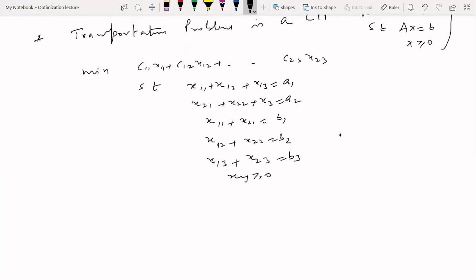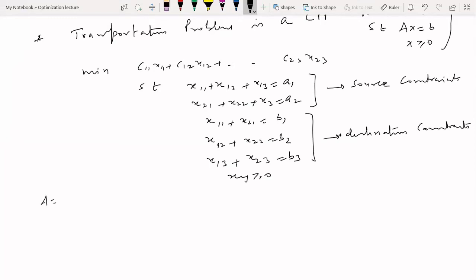Okay, now you look at the matrix here. These 2 constraints are my source constraints, and these 3 constraints are my destination constraints. Okay, so then my A matrix here becomes what? You see, my variables are what? x11, x12, x13, x21, x22, x23.